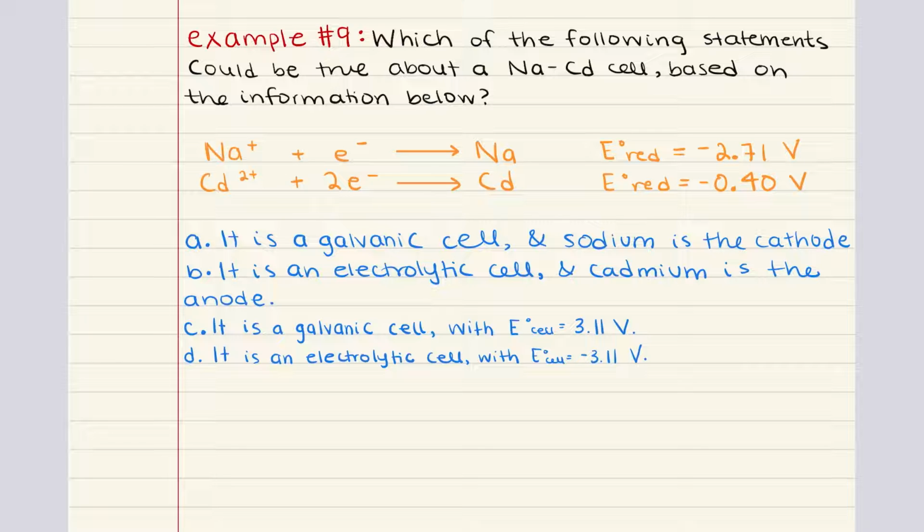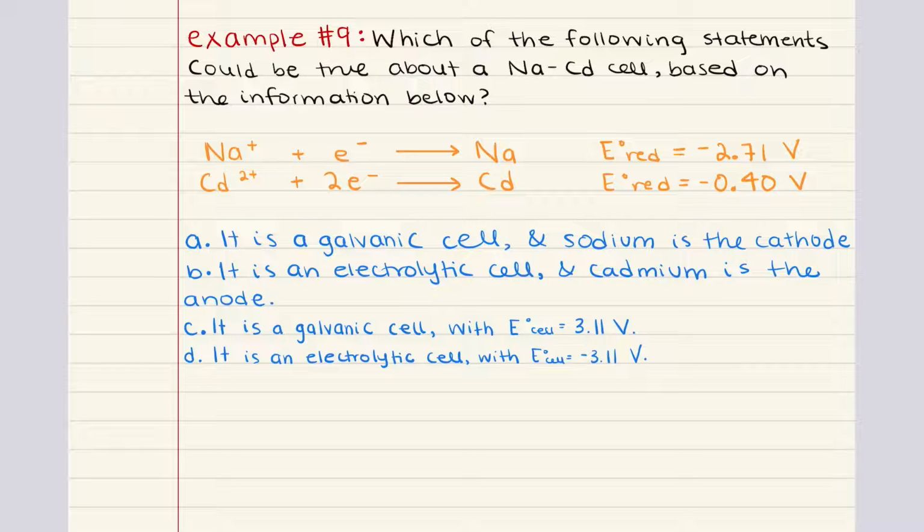Answer choice A says it is a galvanic cell and sodium is the cathode. B says it is an electrolytic cell and cadmium is the anode. C says it is a galvanic cell with the standard EMF equal to 3.11 volts. And D says it's an electrolytic cell with the standard EMF equaling negative 3.11 volts. So let's work through this.